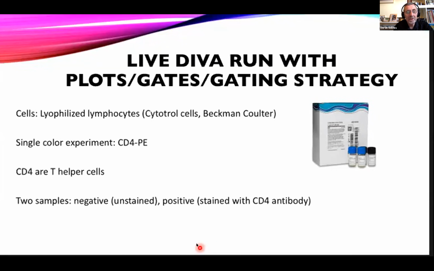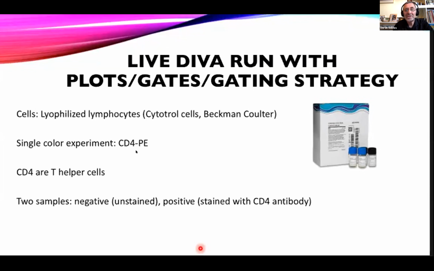PE. Now, I'm not an immunologist, but I know that CD4 stains a subset of lymphocytes, the T helper cells. And I know it's been labeled with PE. So in terms of the cytometer, I need to know that really the only fluorochrome I want to measure is PE. So we're going to run a very simple experiment. We've got two tubes, in fact, almost the simplest experiment we could have. We've got one that's unstained and then one that we've stained with the CD4 PE antibody.